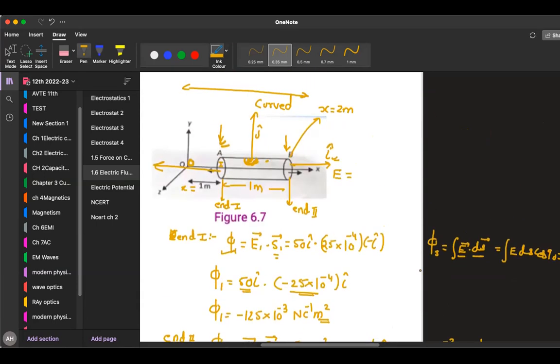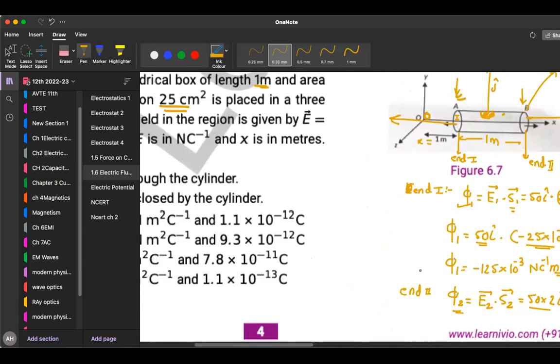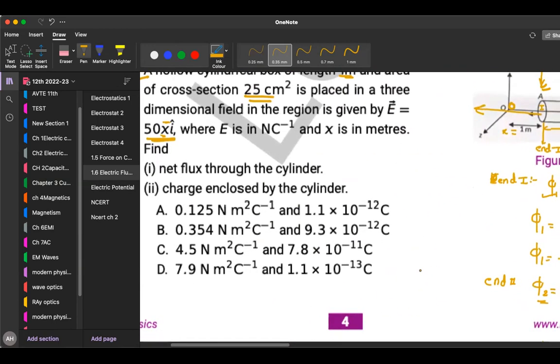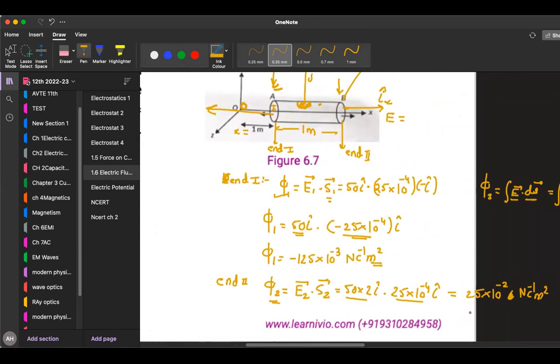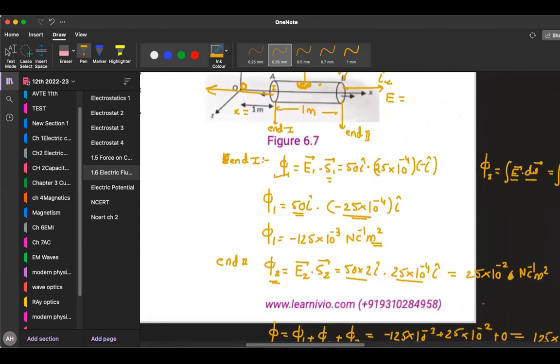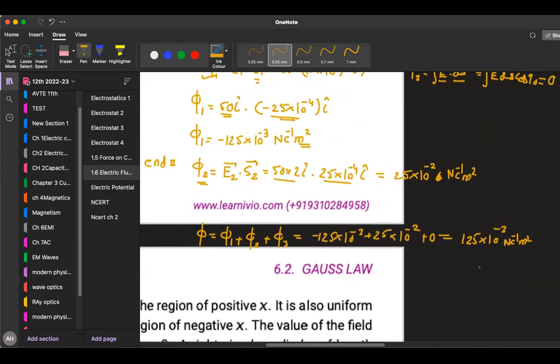Is there any option? Yes, the first one, 0.125 Newton meter square per coulomb. See, this is 125 into 10 raised to the power minus 3. So when you convert this to decimal, this is 0.125 Newton meter square per coulomb.